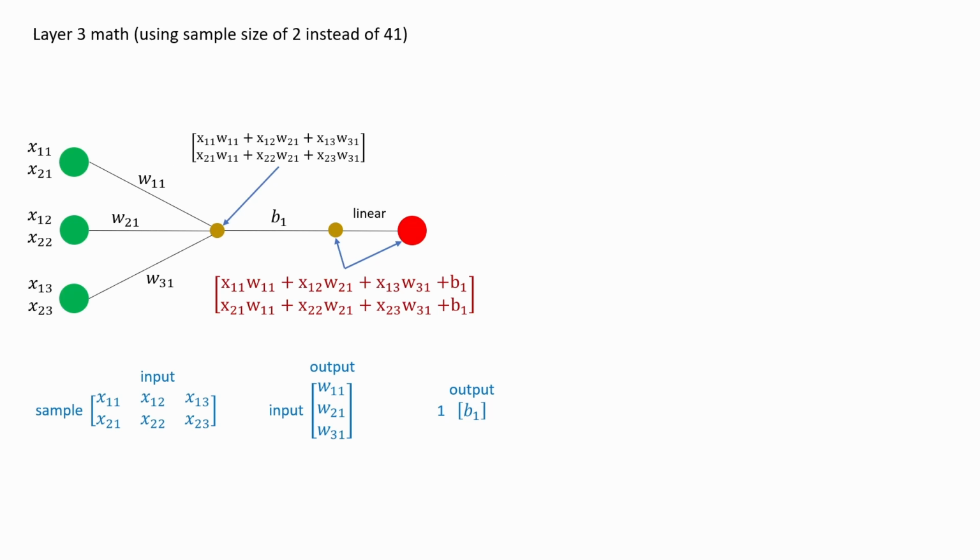Now let's get to the math. Let's focus only on the last layer's forward and backward pass, as well as the error function. I think it helps to visualize the matrices and operations to understand what's going on. To make this manageable, I'll use a sample size of 2 instead of 41. First, let's look at the forward pass.